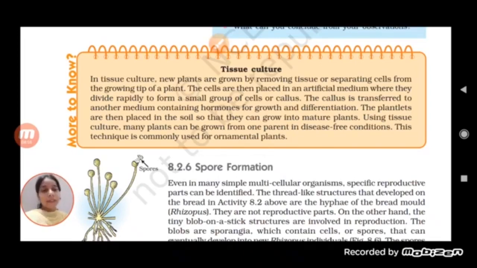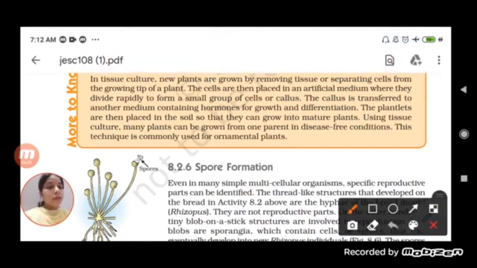So if we separate a few cells or tissue from the growing tip and keep them in an artificial medium, where we provide sufficient nutrients, they can easily divide. When they rapidly divide, they form a small group of cells, and this small group of cells is also called callus. See here, it is written, it is also called callus. Now this callus is transferred to another medium.